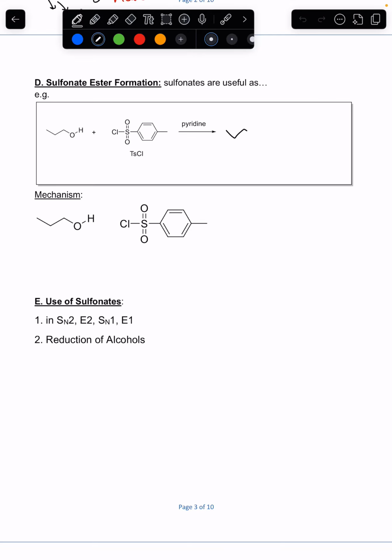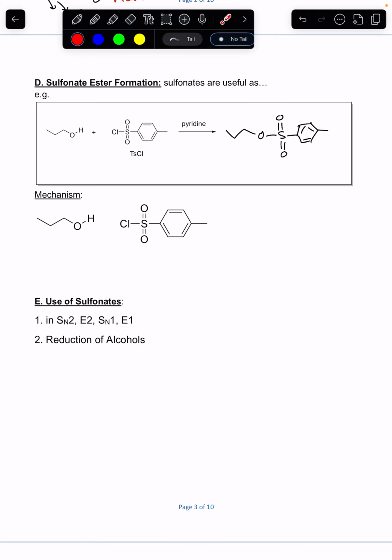Or I should say sulfonate ester looks like this as an example, where I want you to notice how this part looks like a carbon-based ester, right? Like the alcohol portion of it and then the carbonyl portion of it. So that's an example of a sulfonate ester.